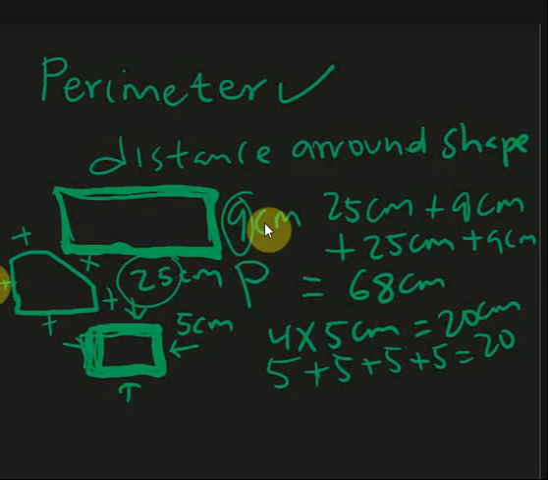Or you can use this method. You can add all the sides. 5 plus 5, 10, plus 5, 15, plus 5, 20. So you can add all the sides like the rectangle, or you can multiply the four sides times whatever number you have. Here we have 5, so we multiply 5 by 4. We get 20. This is how you do the perimeter of a square.